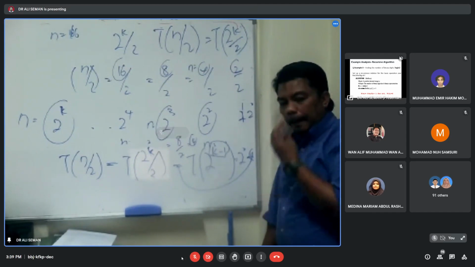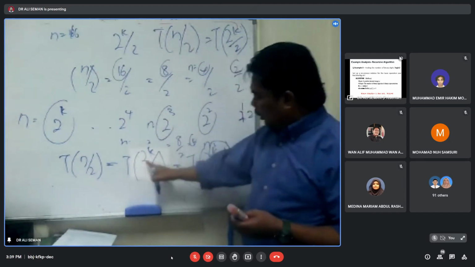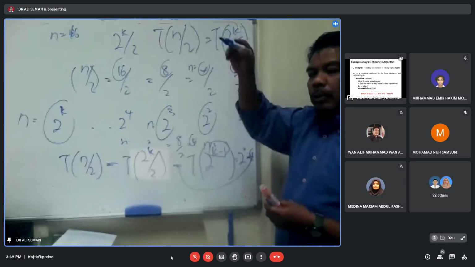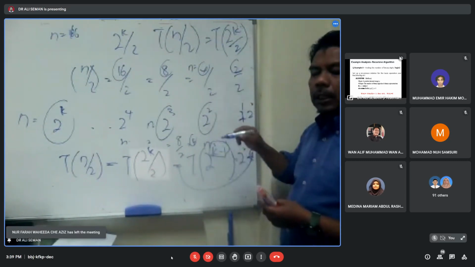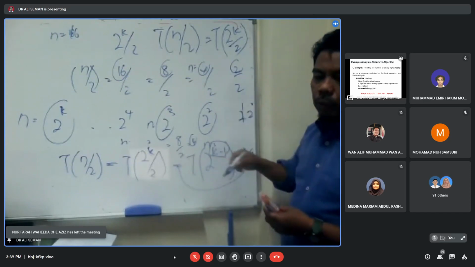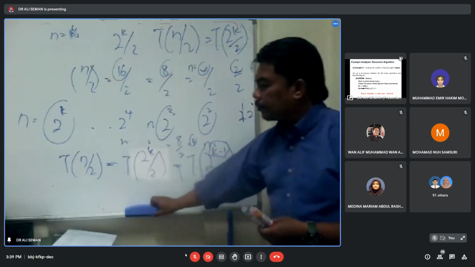Clear tak? Jadi kita nak tukar pada ni, baru boleh dapat recurrence. Bila dapat recurrence tu baru kita boleh k minus 1, k minus 2, k minus 3, k minus 4 until k minus what equal to kosong. Equal to 1. 2 kuasa kosong 1. Then dia stop. Boleh? Boleh.